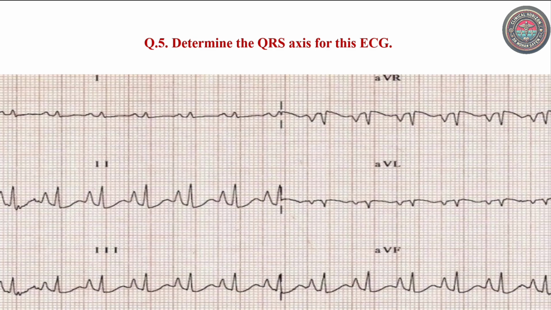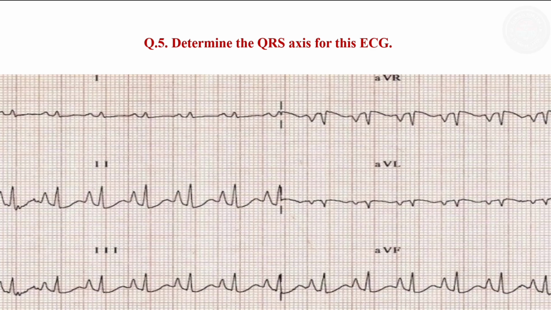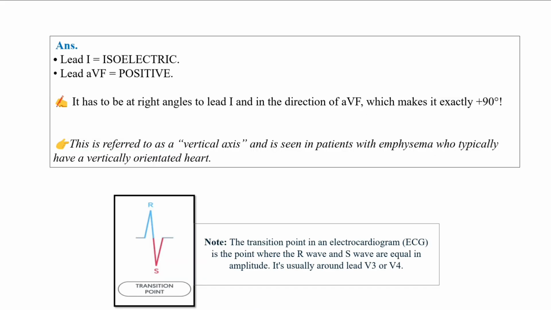As lead 1 is isoelectric and lead AVF is positive, we know lead AVF is at right angles to lead 1, so the axis is in the direction of AVF, which makes it exactly plus 90 degrees. This is referred to as a vertical axis and is seen in patients with emphysema who typically have a vertically orientated heart. By analyzing these cases, you have applied both quadrant and isoelectric lead methods to real ECGs.